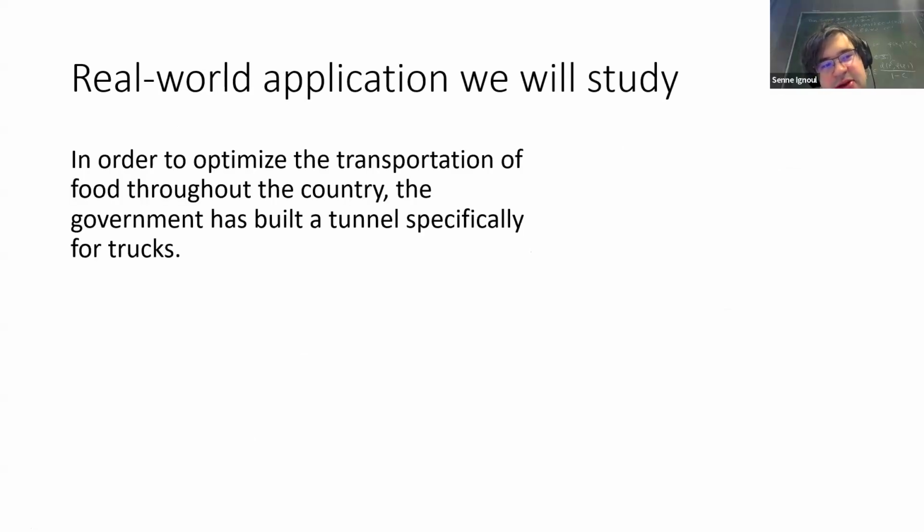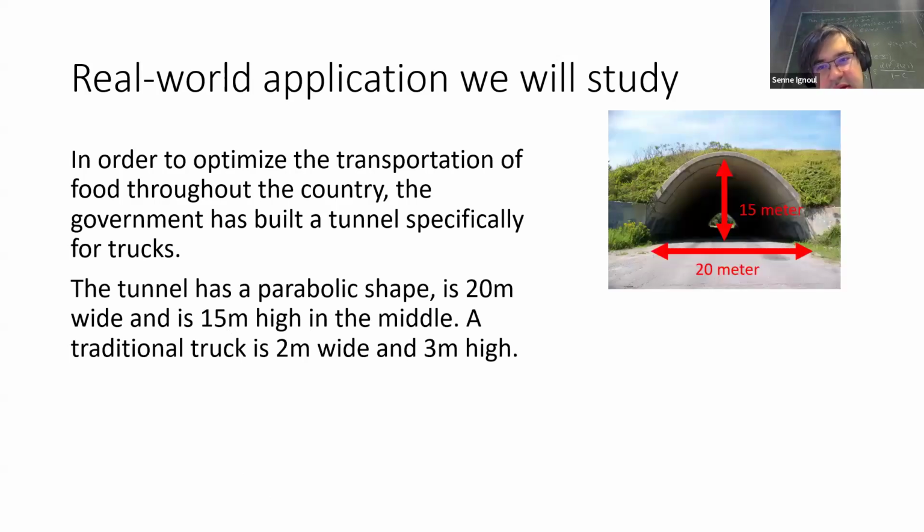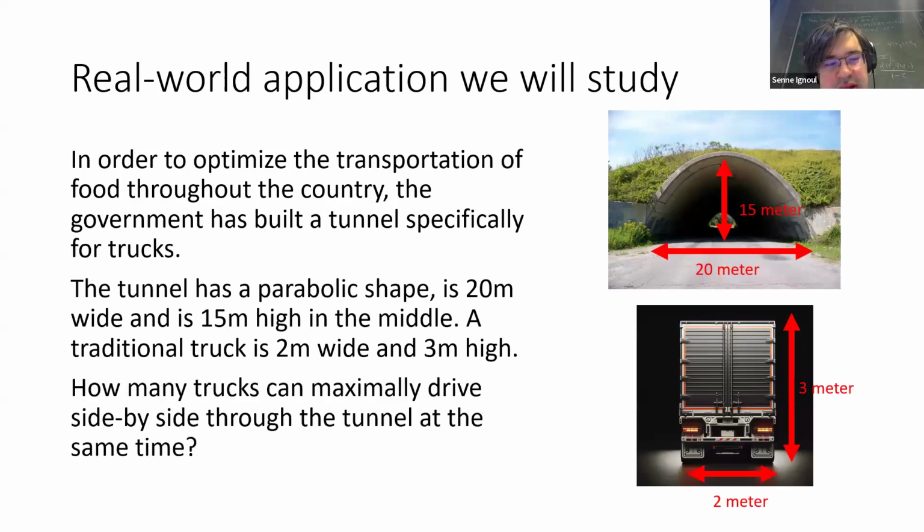The problem I was thinking about is: the government wants to optimize the transportation of food throughout the country. To do that, they will build a tunnel specifically for delivery trucks. The tunnel has a parabolic shape. It's 20 meters wide and 50 meters high in the middle. A truck is 2 meters wide and 3 meters high. So I have a picture. Then how many trucks can drive through the tunnel side to side at the same time?